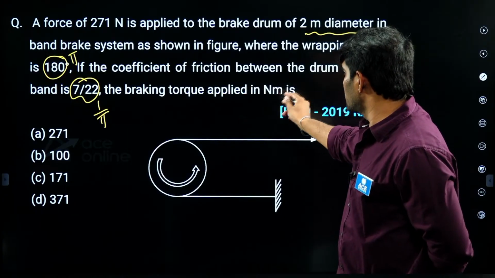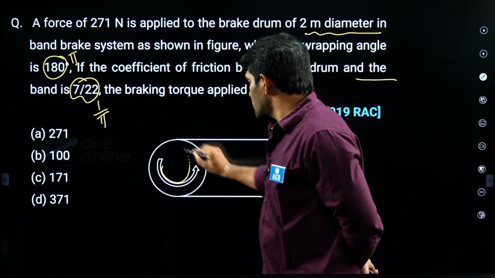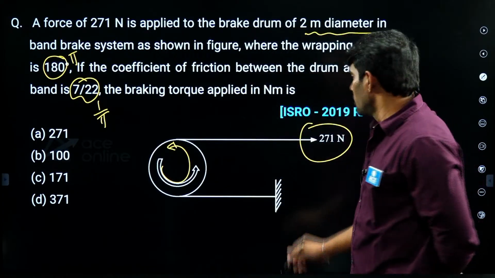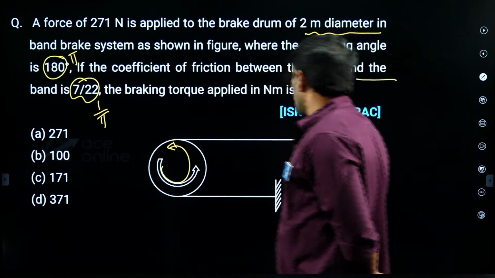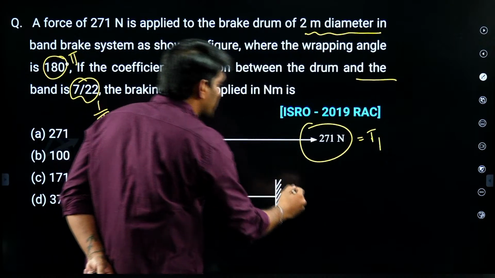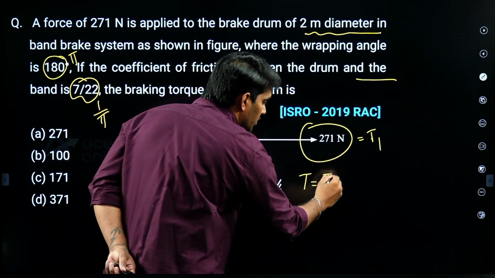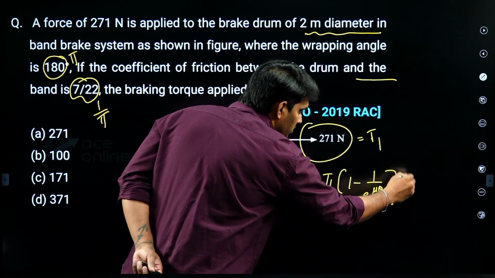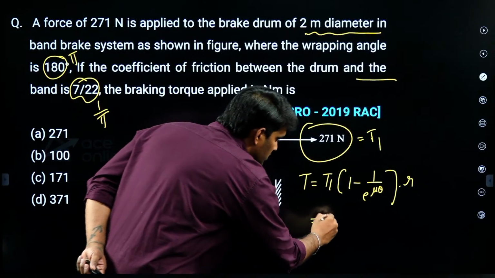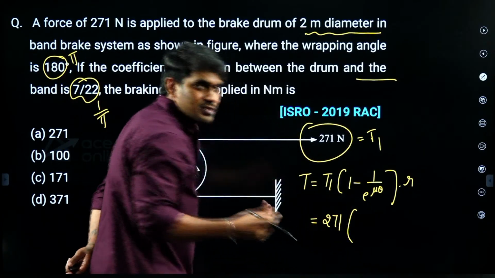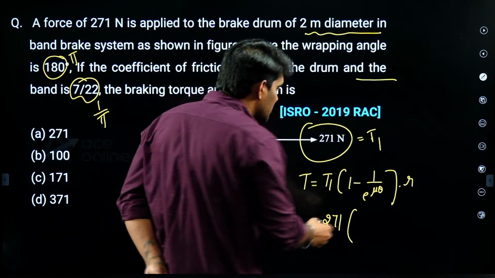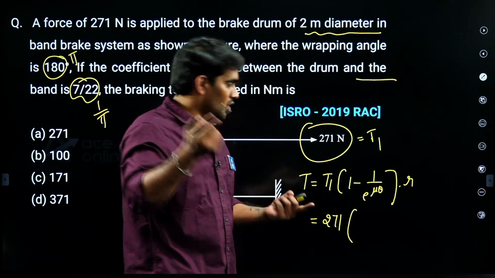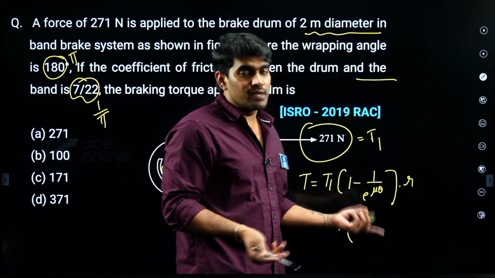Now here the braking torque applied in Newton meter is, as the rotation is counterclockwise, we can notice that on the top side we have pull, which means this is T1. Now as T1 is already known, we can write the equation for braking torque as T is equal to T1 into 1 minus 1 by e power mu theta into radius. Now we can notice that T1 is given as 271. So try to say the answer very fast. Let's see how many of you can do this. So mu into theta, mu is nothing but 1 by pi, theta is pi, mu theta value is 1 already.